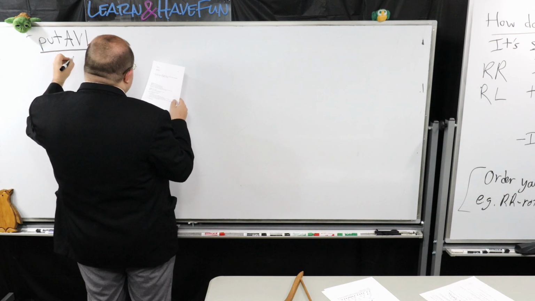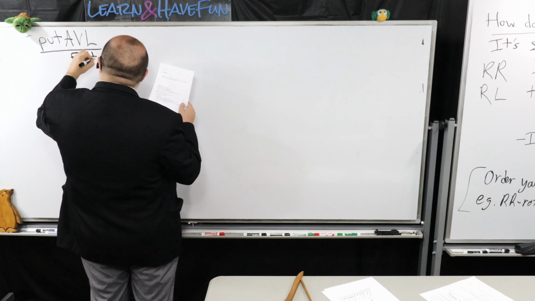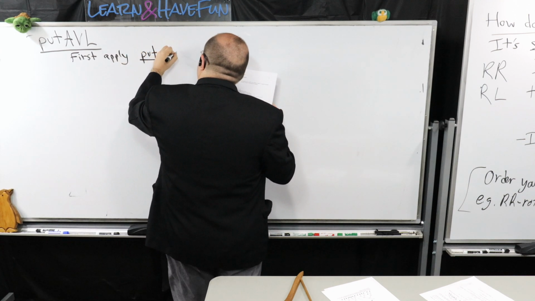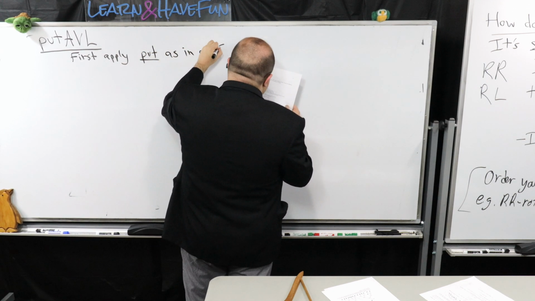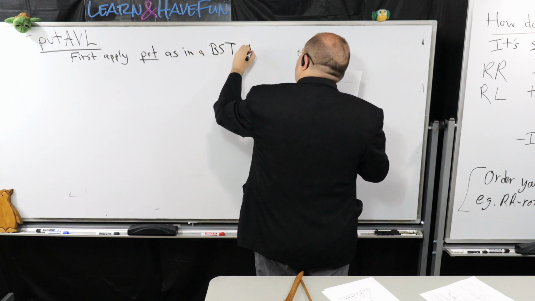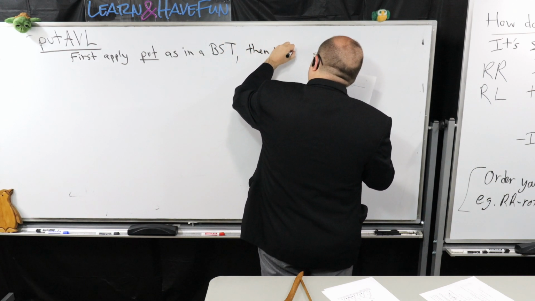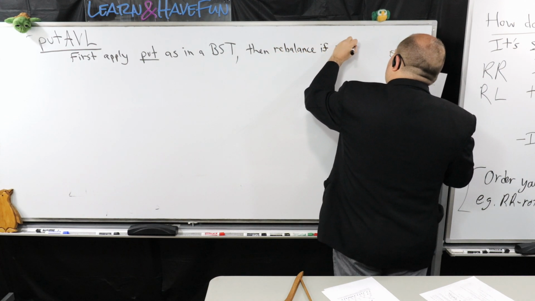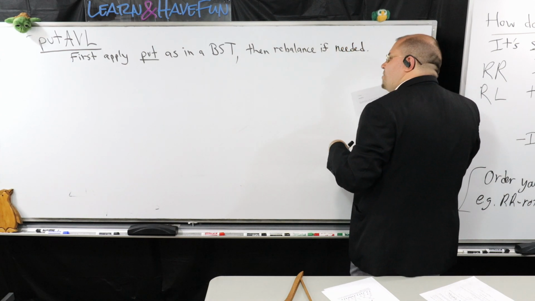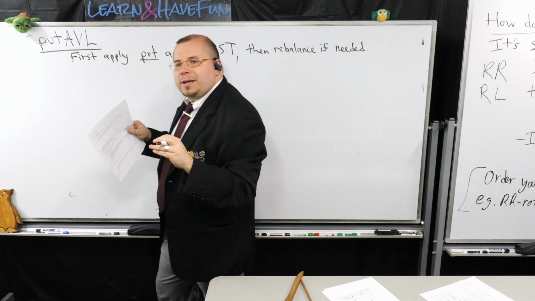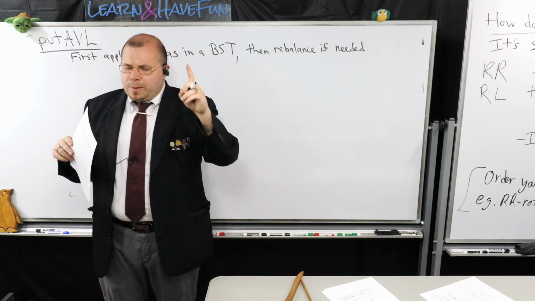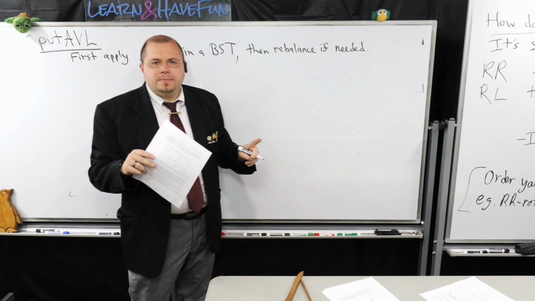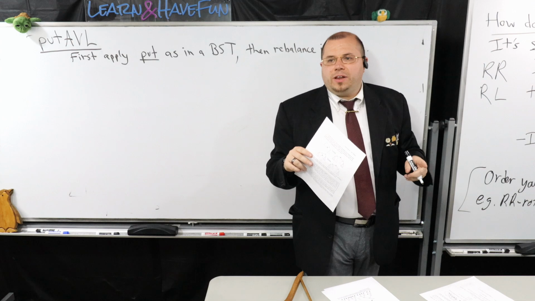So all we're going to do is first apply put, as in a binary search tree. And then we rebalance if needed. So one thing I want to mention to you is, actually, it really comes up to this. Remember, when we do our insertion, we do it always at a leaf node, right? We always go to a leaf node, correct?